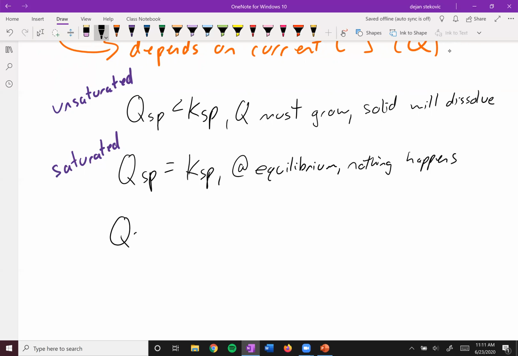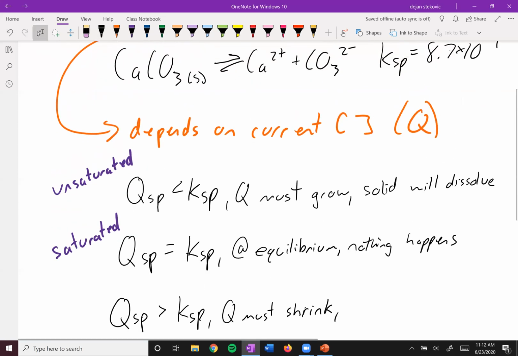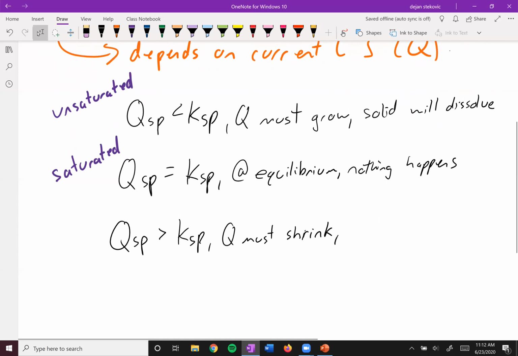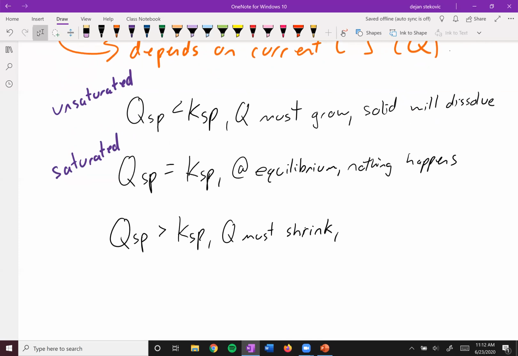And then finally, we have if QSP is greater than KSP. In this case, Q must shrink. In order for Q to shrink, it has to go towards the reactant side, and so you're going to have less dissolved stuff. Basically, a precipitate will form, and your stuff is going to start coming out of solution. If Q is greater than K, what we have in this situation is a supersaturated solution.